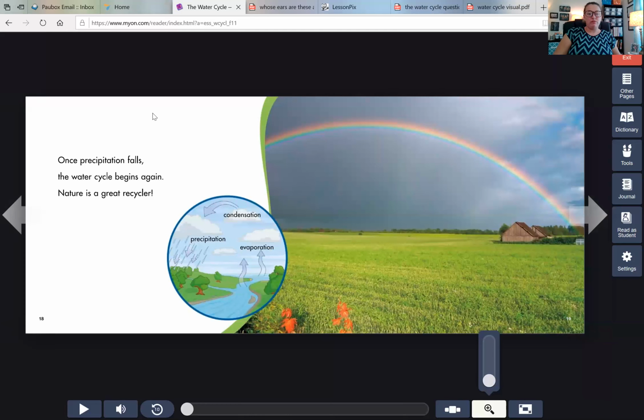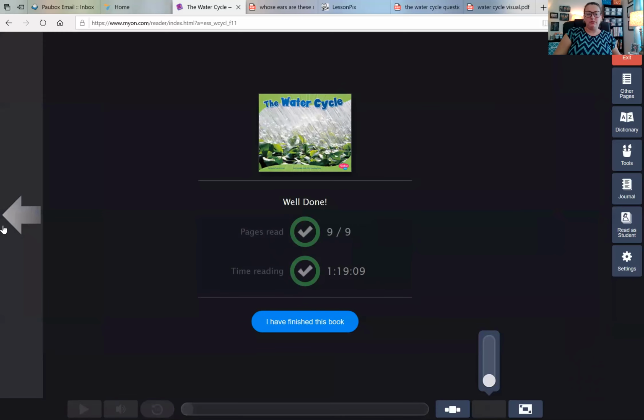Once precipitation falls, the water cycle begins again. Nature is a great recycler. Okay, so once the rain falls down, it's not like it just ends. It starts back up again. So after the precipitation happens, the water evaporates again, comes up into the clouds, and then rains again. So it recycles. And that is the end of our story.